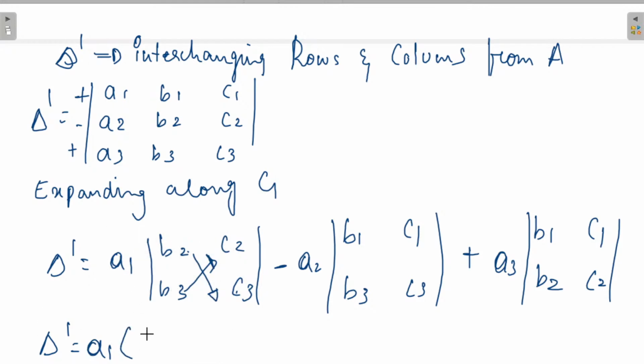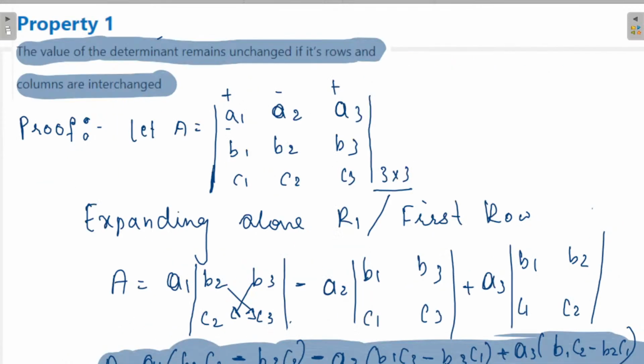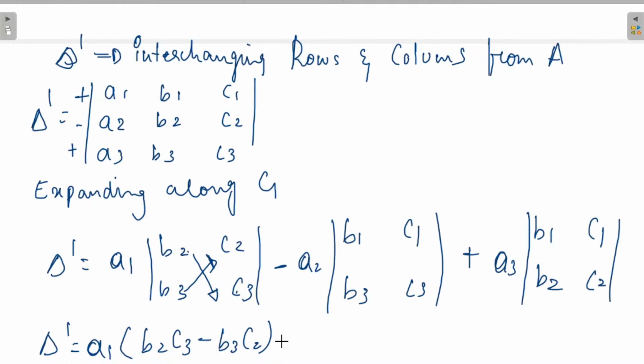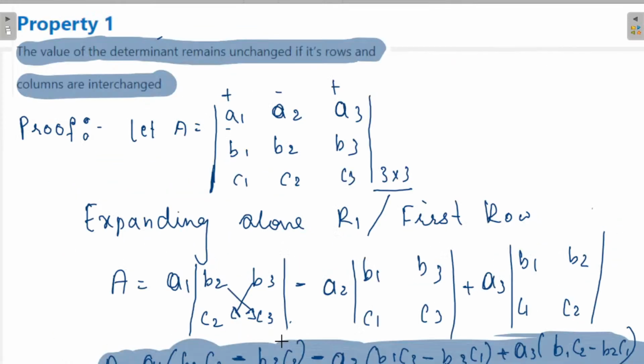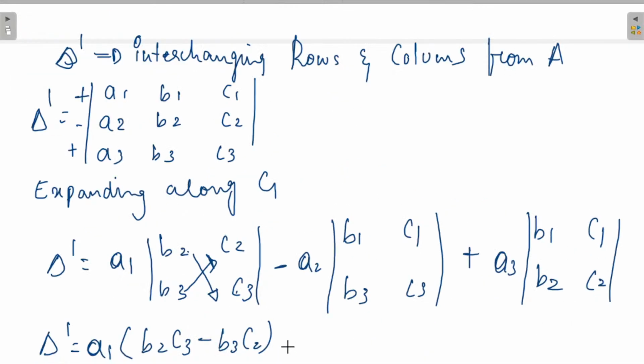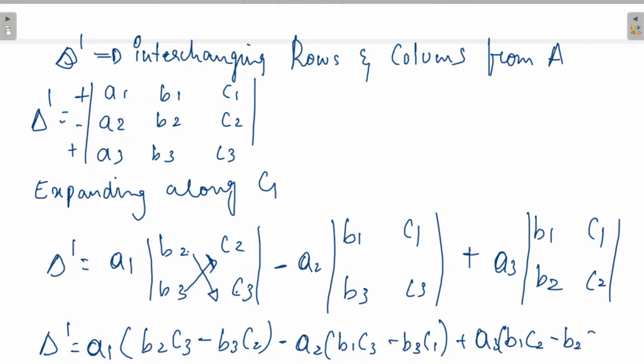So here A1 (B2 C3 minus B3 C2). Check this. B2 C3, B3 C2. We want to get the value which is in A, or delta. You can consider this A or you can also consider it to be delta. Minus A2, similarly (B1 C3 minus B3 C1) plus A3, what will that be? B1 C2 minus B2 C1. Okay, sir, clear. Is that clear to everyone?